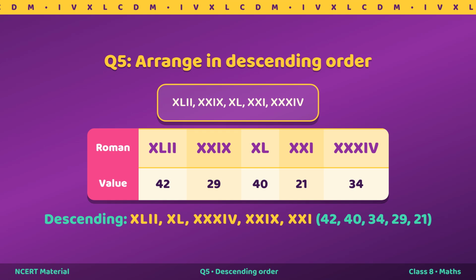Question 5. Arrange in descending order, greatest to smallest. Convert first. XLII is 42. XXIX is 29. XL is 40. XXI is 21. And XXXIV is 34. Greatest to smallest gives us 42, 40, 34, 29, 21. So the answer is XLII, XL, XXXIV, XXIX, XXI.